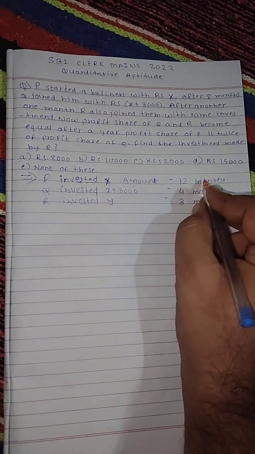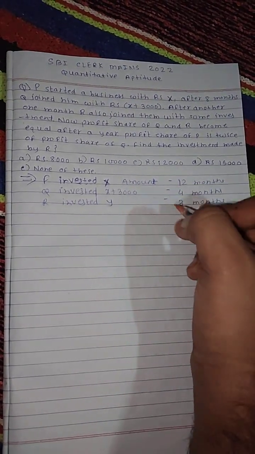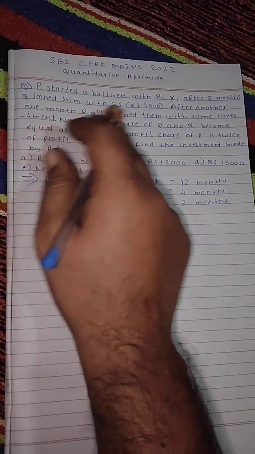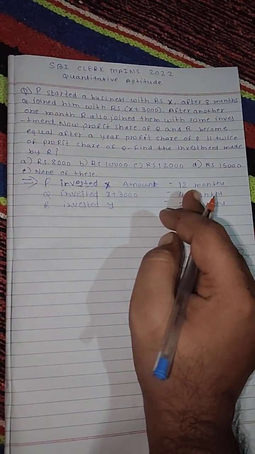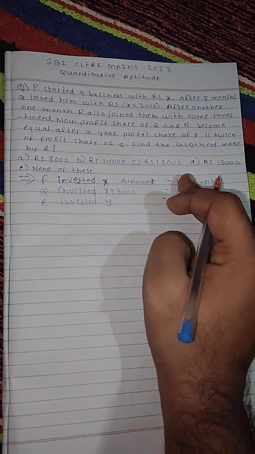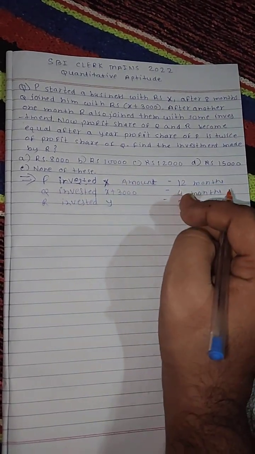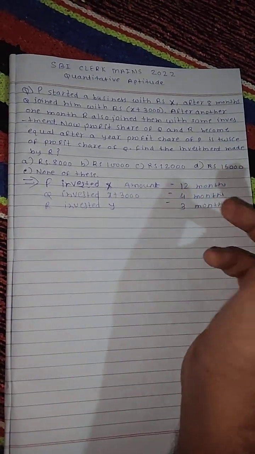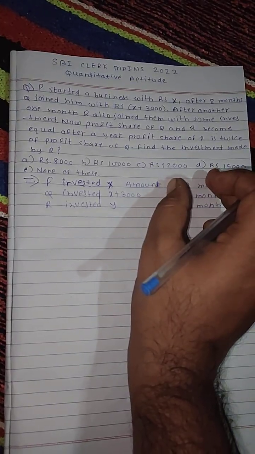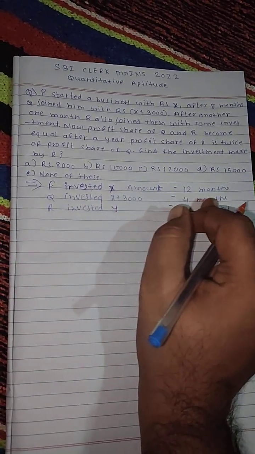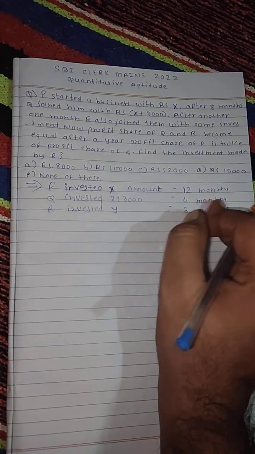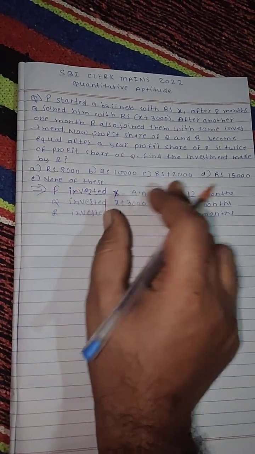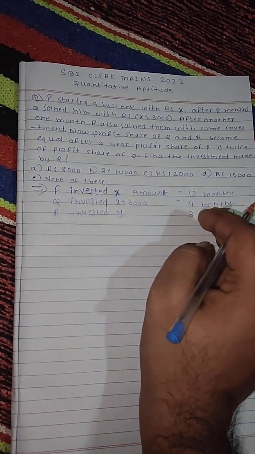Initially P started, so for P it is 1 year. After 8 months it is 4 months for Q, and for R, another 1 month means 4 minus 1 is 3. We can consider that in January P invested, in September Q invested, and in October R invested. So in general, P invested for 12 months, Q for 4 months, and R for 3 months. This is the amount, and this is the time duration.